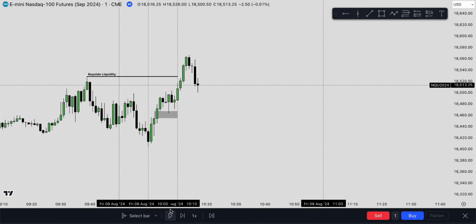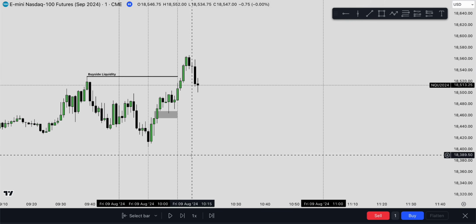All right, so there you go. We get that displacement. However, we haven't broken below a swing low. There's been no market structure shift, so I'm not taking this fair value gap. I'm waiting for more structure. I'm waiting for that market structure shift, and that is when I'll be taking my entry.